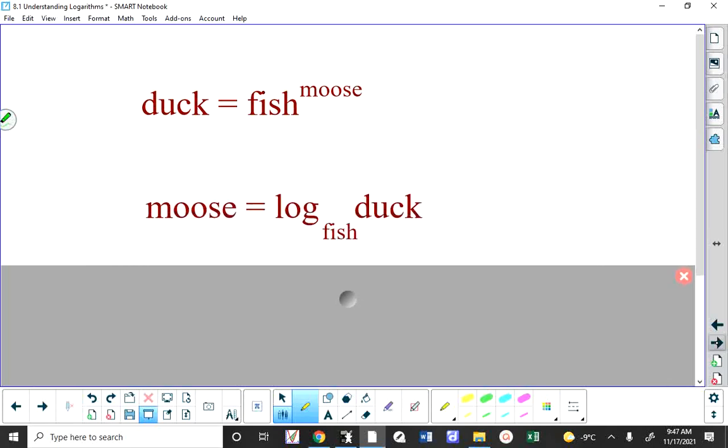Moose equals log base fish of duck. The base is the same in both. If the exponential function has a base of fish, then the logarithmic will have a base of fish as well. Remember, these are the same. These are not inverses. We did not switch the two variables. We're just rearranging. Duck was by itself in the exponential. Moose has to be by itself in the logarithmic, which means the arguments switch as well.